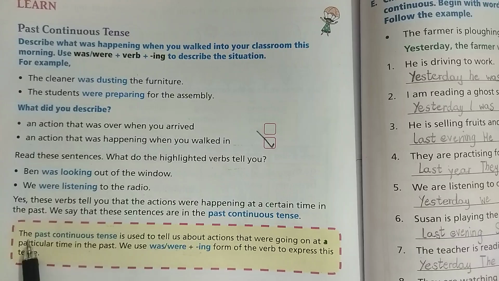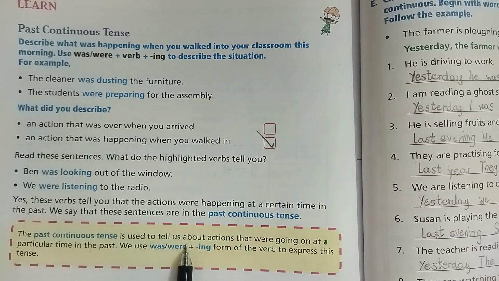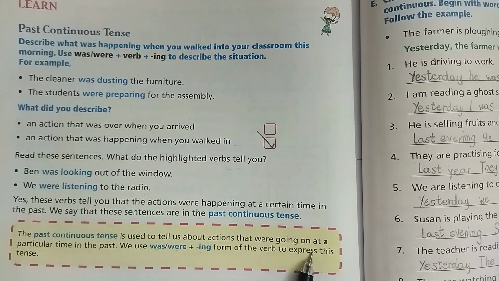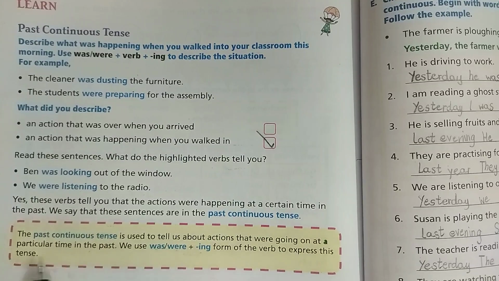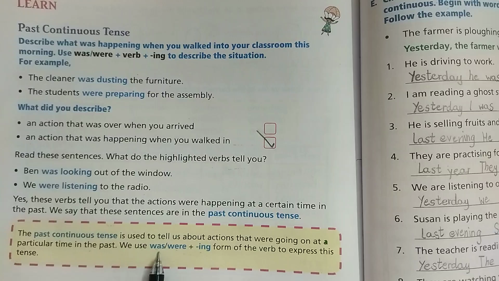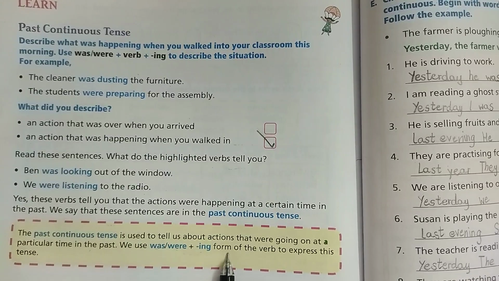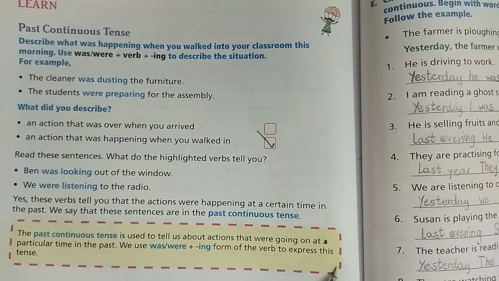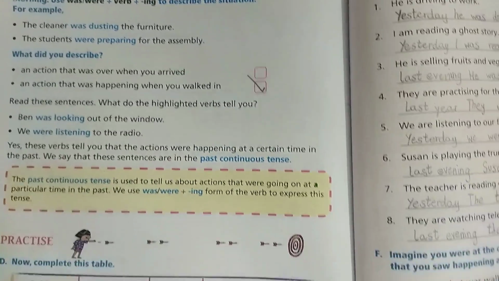So, the past continuous tense is used to tell us about actions that were going on at a particular time in the past. We use was and were plus ing form of the verb to express this tense. Now practice time.